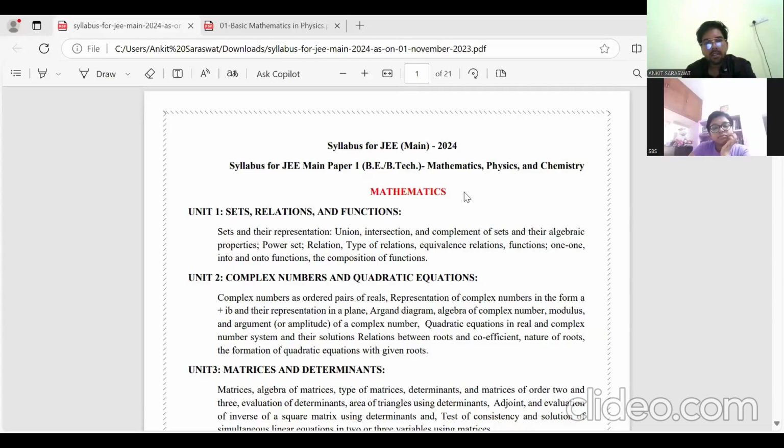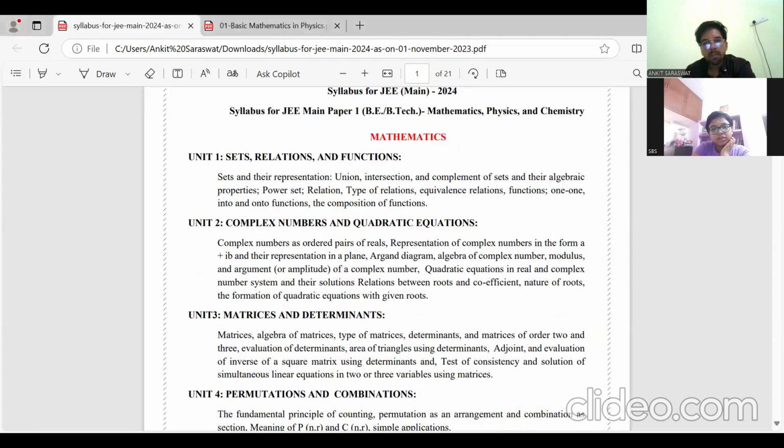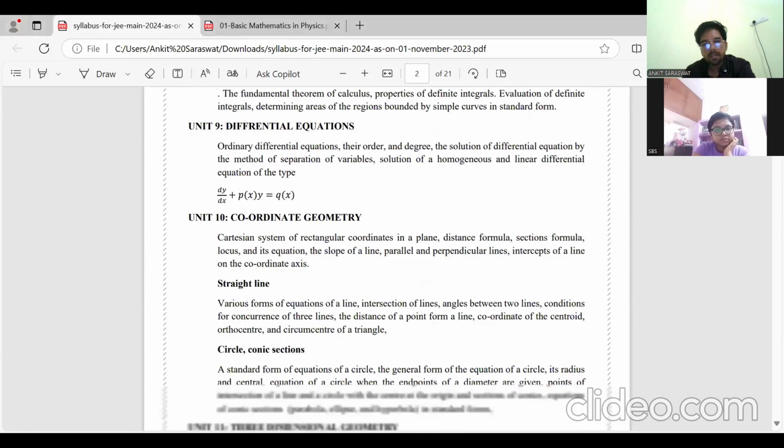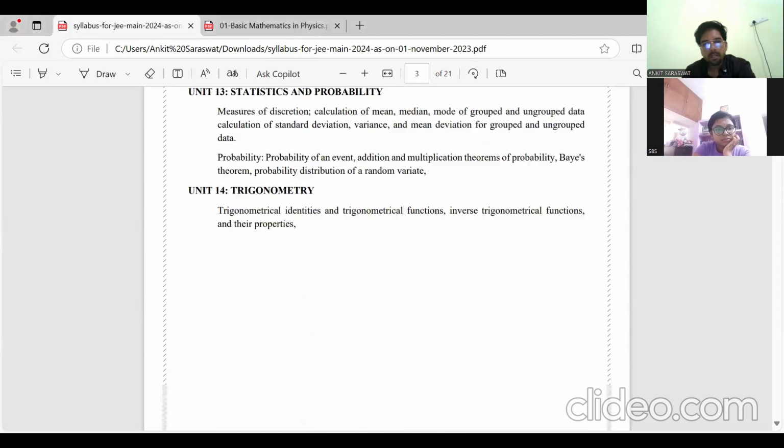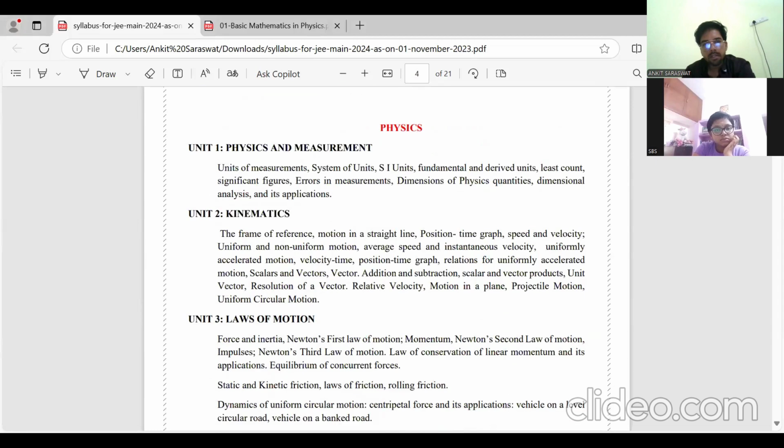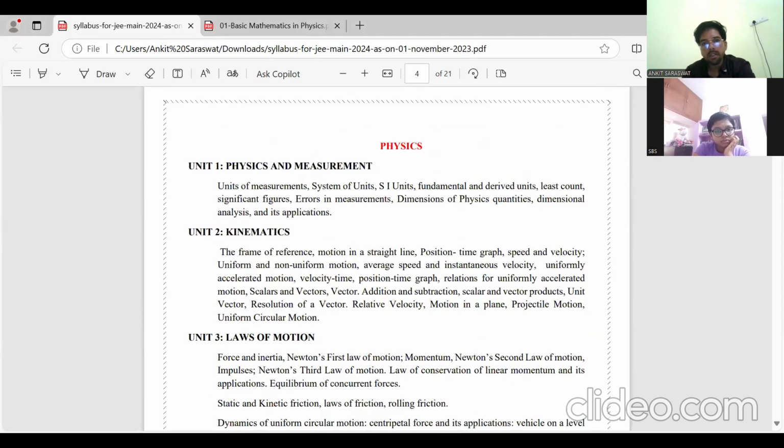See, this is the syllabus of mathematics which you will learn in your JEE. Clear? Now I'm talking about the syllabus of physics. First we will discuss the physics syllabus. Units and measurement, okay? First chapter is units and measurement.